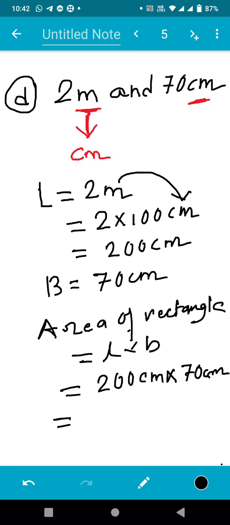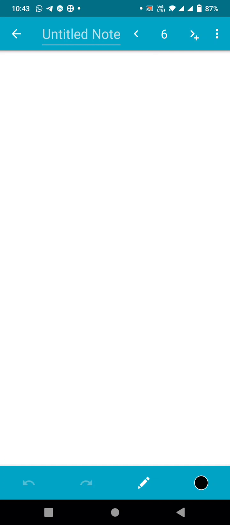So now multiply 2 into 7, it is 14. How many zeros are there? 3 zeros. And how many centimeters are there? 2. So we will write centimeter square. So this is the final solution of sum number D. Now let's move on to sum number 2.